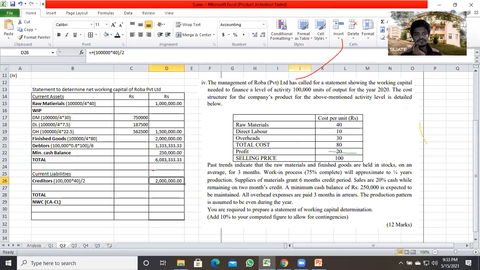So what we have identified is current assets and current liabilities. That sales becomes an income. Okay. So in this schedule, we are not considering it.